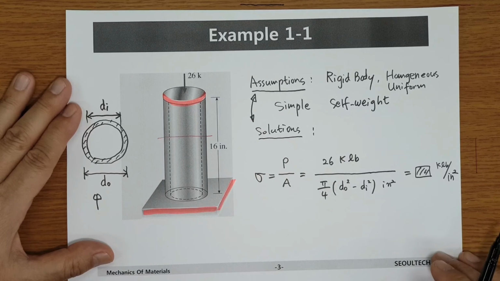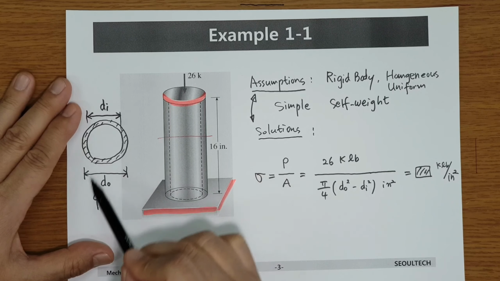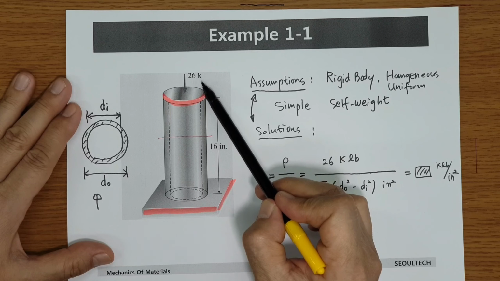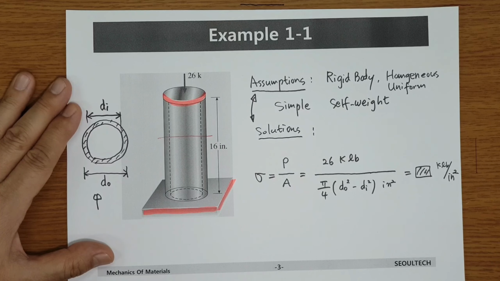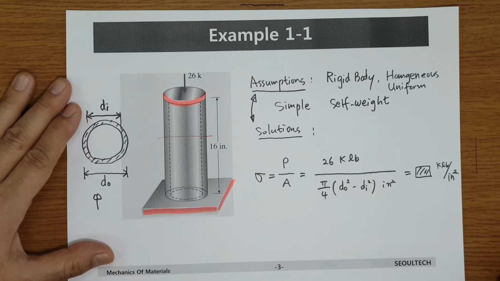Let me review this one again. If we have this kind of structure, a cylinder whose inside is empty, and the outside and inside diameters are given like this. Externally 26K, and the length is 16 inch, and here the diameter is not known. That's the sigma, like this: external force divided by A.